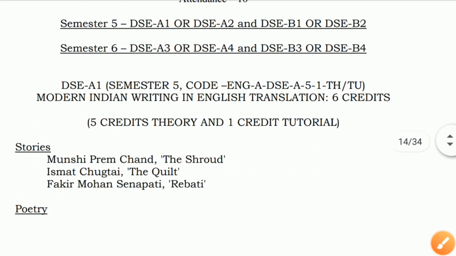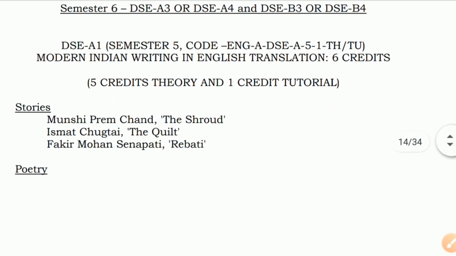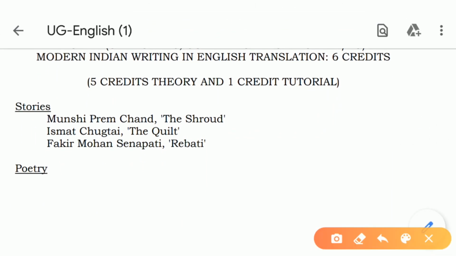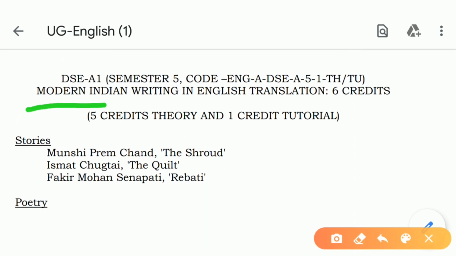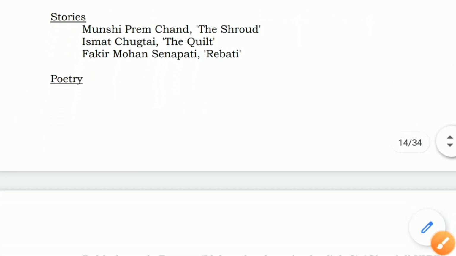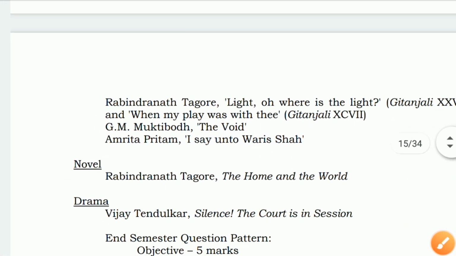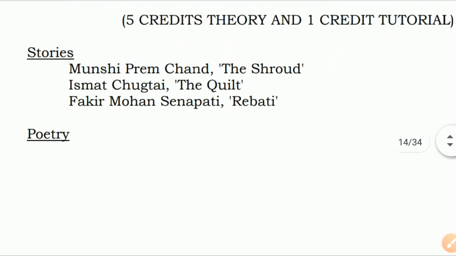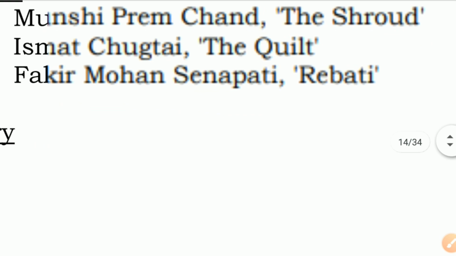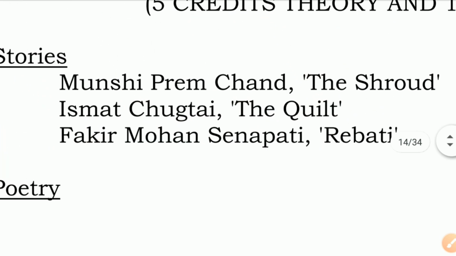So let's find DSE A1. In DSE A1 you have Modern Indian Writing in English Translation. In this course there are 4 sections. Number 1, stories. From the stories section, you have 3 stories that you can find on your screen.